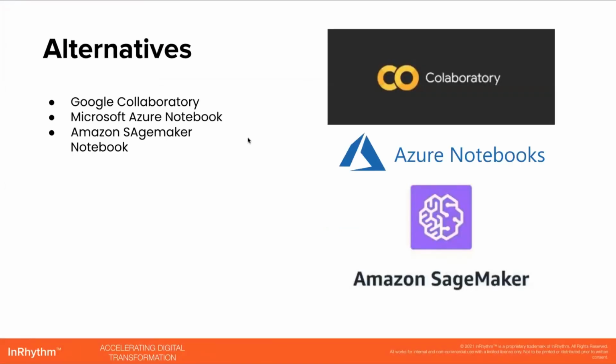Now we'll talk about some alternatives. There are some really nice alternatives out there: Google Colab, Azure Notebooks, Amazon SageMaker. I haven't used Azure Notebooks or SageMaker, but I have used Google Colab. It is very nice. So I would definitely recommend folks check out the different options that are there and see which ones best suit your needs.